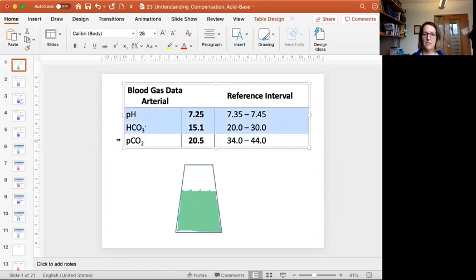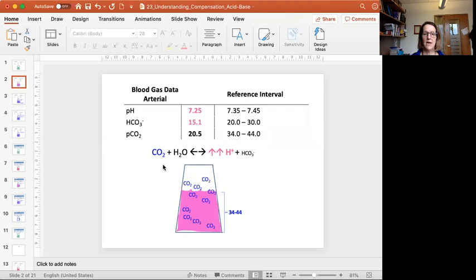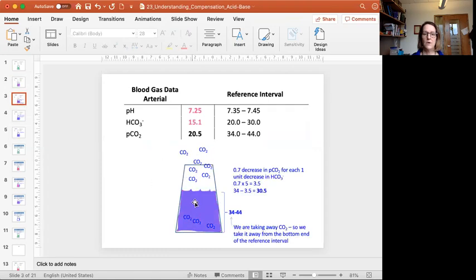Then we have to figure out what's going on with PCO2. Is this compensation, or is this a problem all by itself? Looking at the equation, we're getting rid of CO2 from this solution, and that is trying to draw hydrogen ion out of circulation and trying to fix the pH. Bicarb is decreased, that's why I've made it small. And this is just the reference interval for PCO2 shown here beside the solution. So we're trying to make this solution more basic by losing respiratory acid.